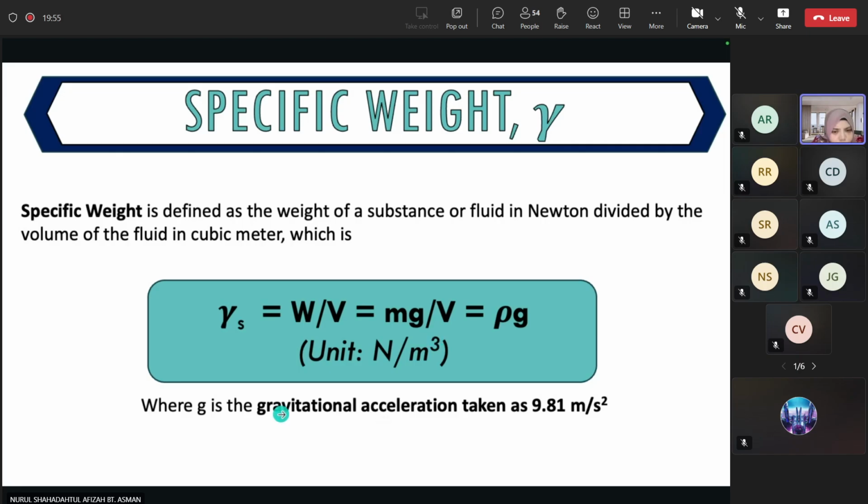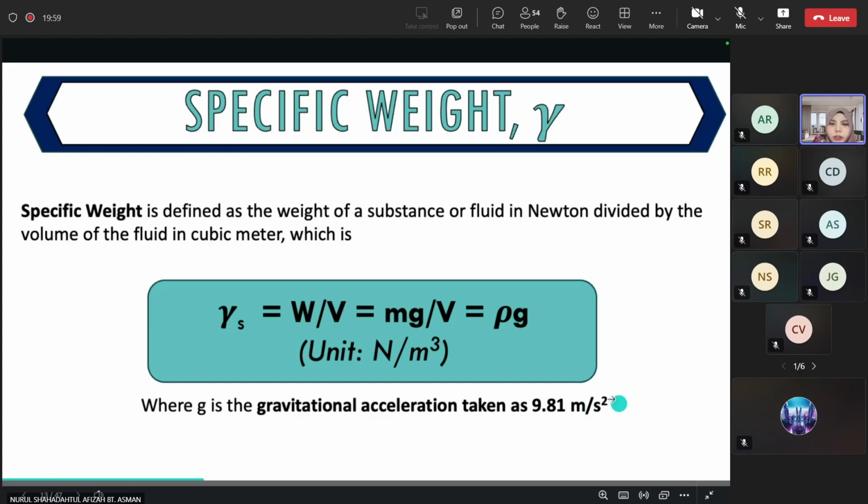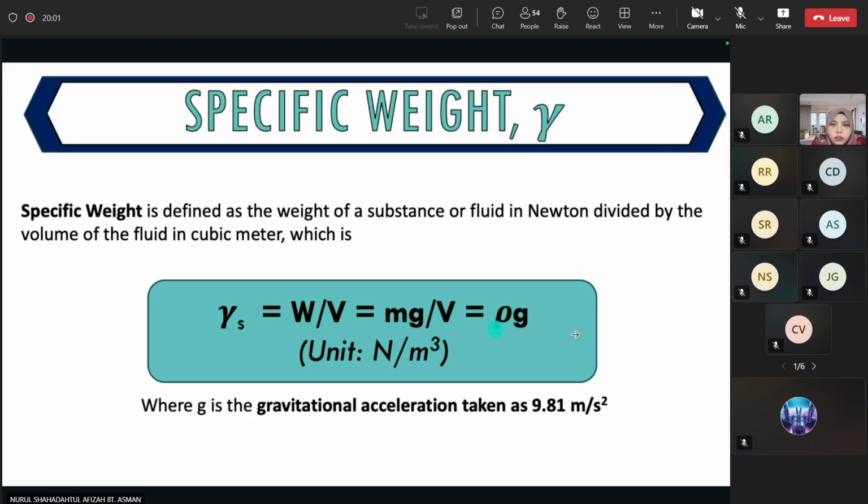And the gravitational acceleration is 9.81. Okay, so you can use all these equations: weight over volume, or weight is equal to mass times acceleration. You take it as g because of the gravity, over the volume, or density times gravity.